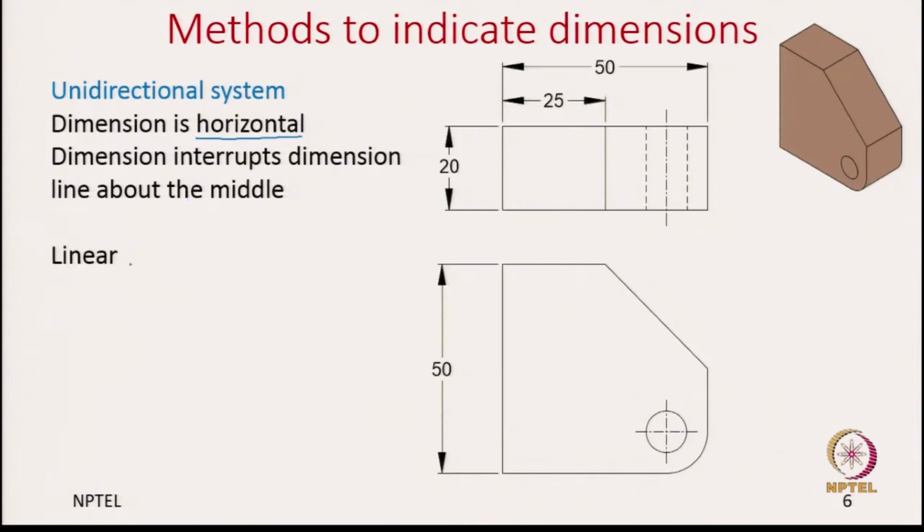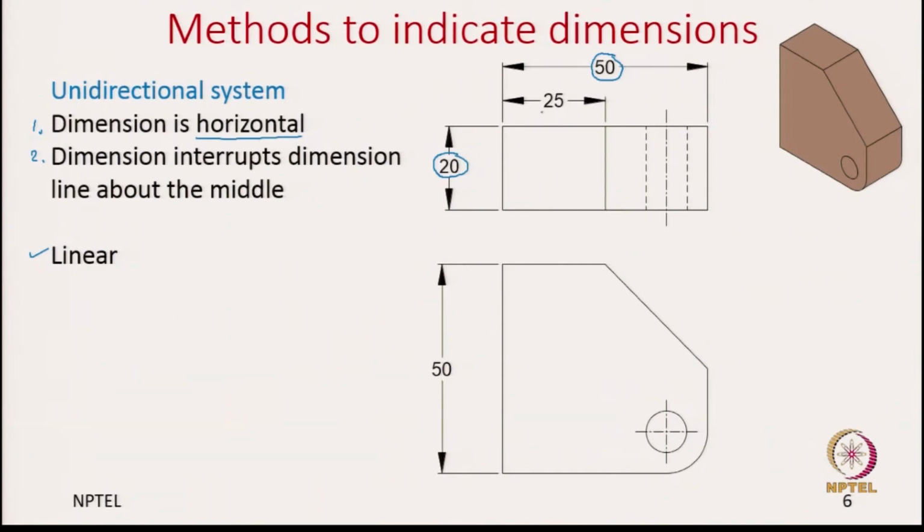So, first starting with the linear dimensions, the first principle says that the dimension is always horizontal. If you have a horizontal dimension line, the number is placed horizontal. Even for a vertical dimension line, the number is placed horizontal. So, as you can see, it is very easy to read, because you need not tilt your head or rotate to look at what is the dimension of this vertical dimension or an angular dimension.